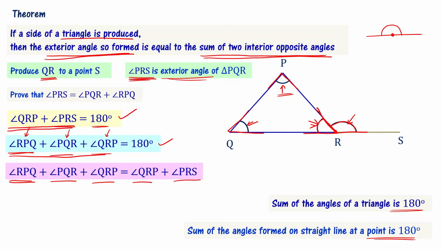angle PRS. Look at both sides, angle QRP is common. Let me strike these two off. Then what you have is angle PQR plus angle RPQ is equal to angle PRS, right? This is what we are asked to prove, right? It means this particular theorem is proved. When you extend one side of a triangle, the exterior angle formed is equal to the sum of the two interior opposite angles. This is the theorem. Understood?